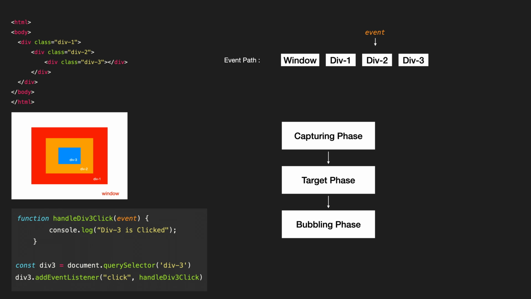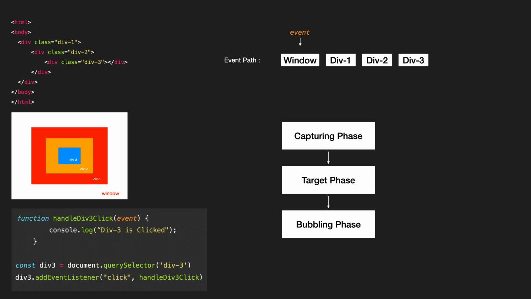After coming to this div2, the capturing phase is over. Now in the target phase, the event object will go to this target element div3, and it will process the event with the div3 click handler, and the target phase is also over. Now in the bubbling phase, the engine will start from the immediate parent, and the same thing will be repeated. It will first ask div2 again whether it cares about this event, and then finally it will ask the window element, and then these three phases will be completed.